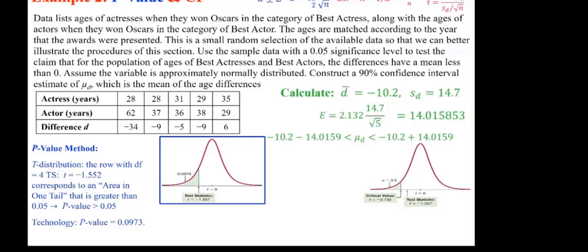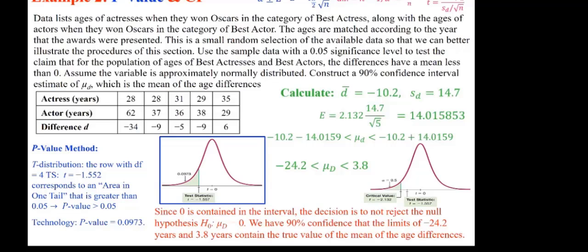It results in mu sub d being between negative 24.2 less than mu sub d less than 3.8. It contains 0 and it gives you the same result. Since 0 is contained in the interval, the decision is to not reject the null hypothesis H0, mu sub d equals 0. So we are 90% confident that the limits of negative 24.2 years and 3.8 years contain the true value of the mean of the age difference.